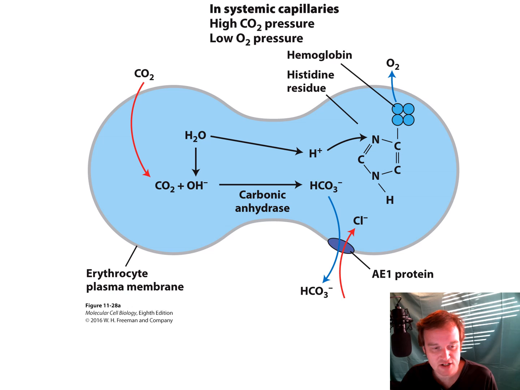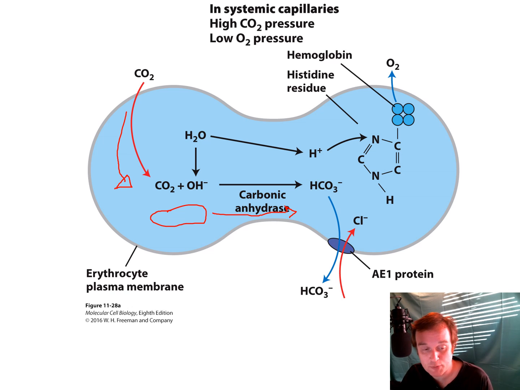In our example here, we have these systemic capillaries where we have high carbon dioxide and low oxygen. We've used our oxygen, and now we have a lot of carbon dioxide present. The carbon dioxide gas will diffuse into the blood cell across the plasma membrane here, as you can see by this red arrow that is kind of duplicated. Then we have carbonic anhydrase, which will convert the CO2 and a hydroxide ion into HCO3 within the cytoplasm of the erythrocyte, or the blood cell.